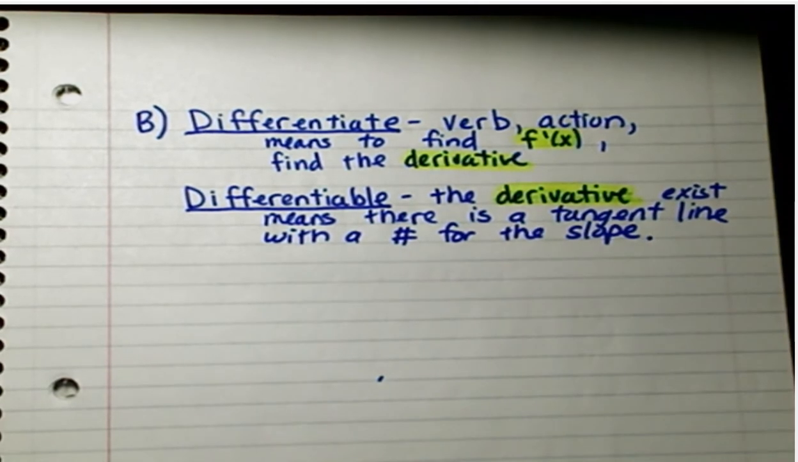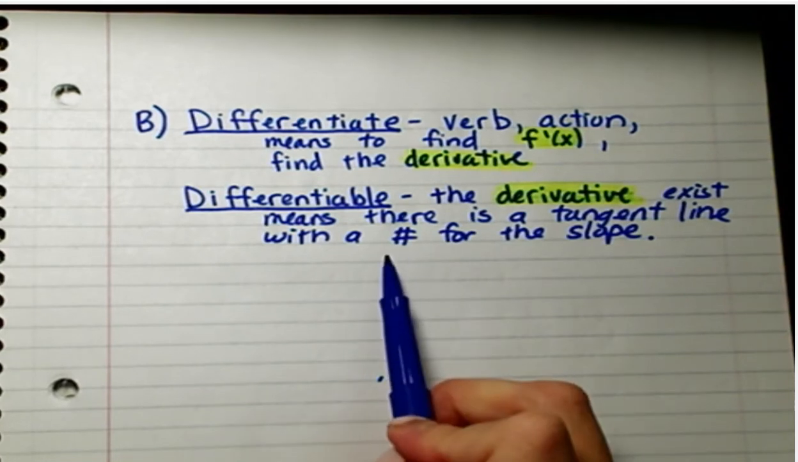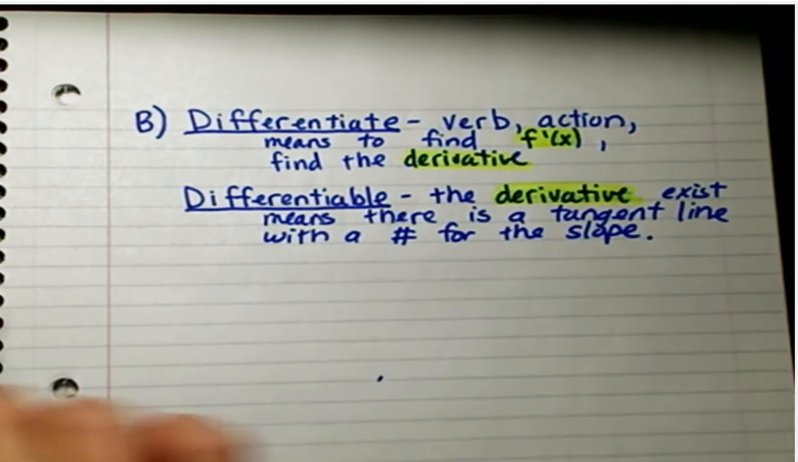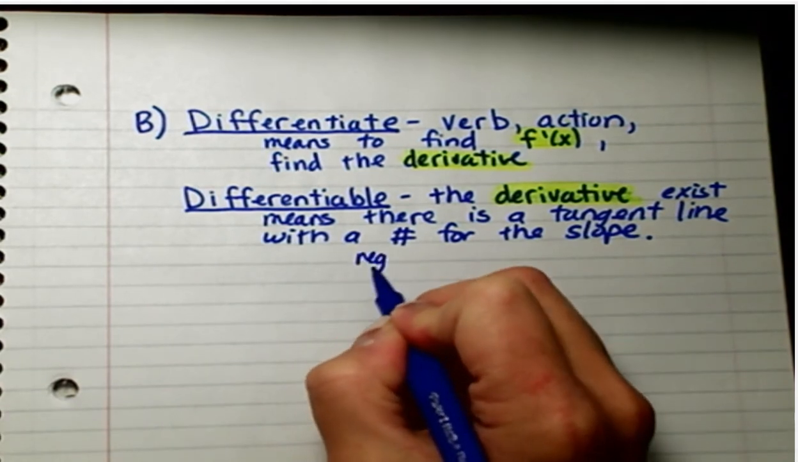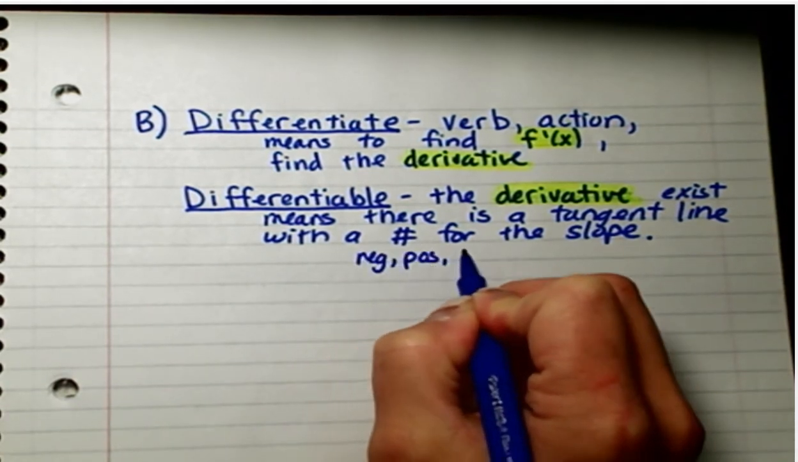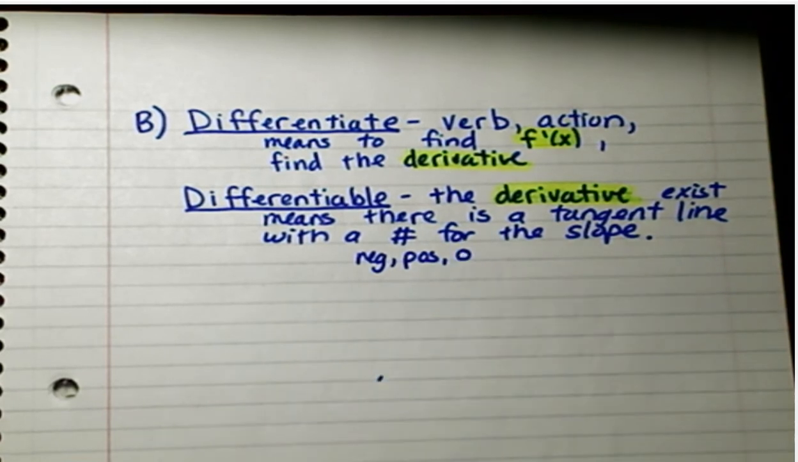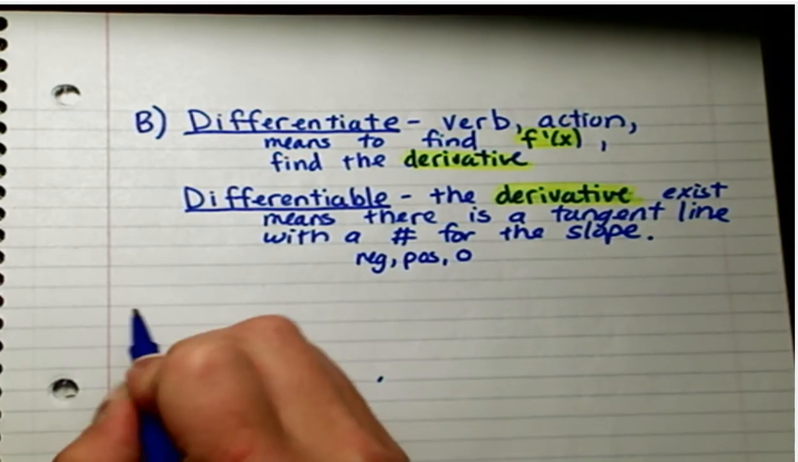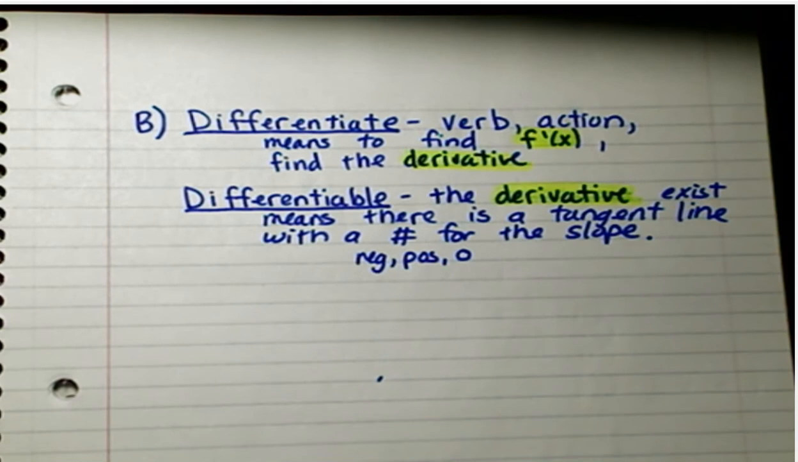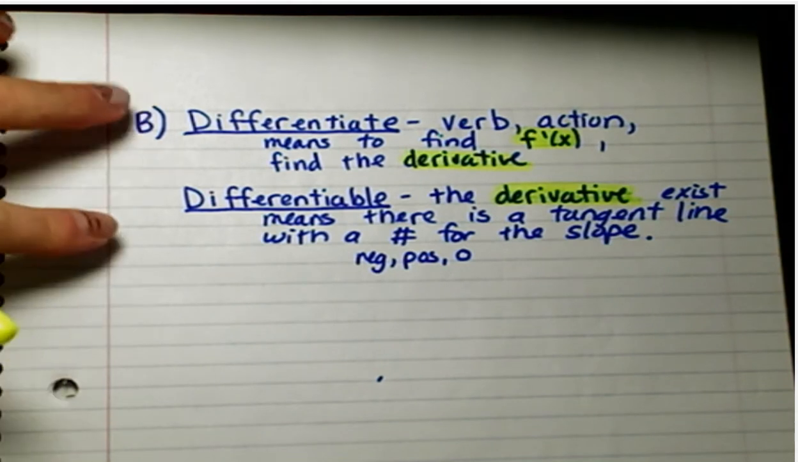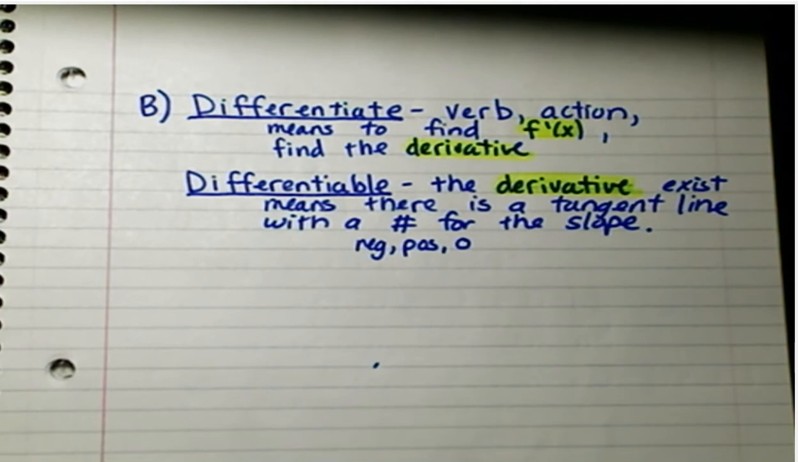It means that there is a tangent line. So as I'm looking at the picture, there is a tangent line and it actually has a number for a slope. A number is negative, positive, or 0. We just looked at that on the graph. That's what I mean: there is a tangent line and it actually has a slope. So we're going to answer 2 questions with these vocab words, and then we'll pause and we'll practice.